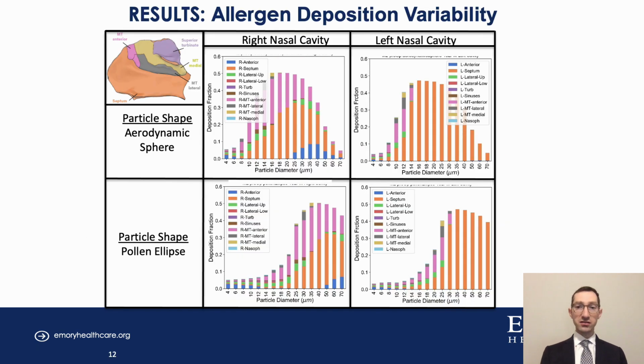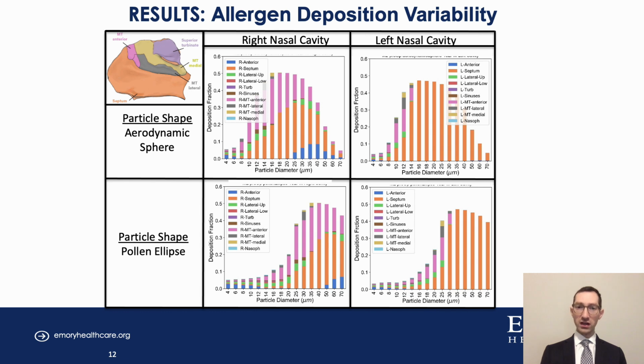We wanted to make sure that these differences between right and left sides of the nasal cavity were not unique to a single particle type or size or shape. And so we went ahead and looked at different potential allergen-like particles. Again, in the top row we compare the right and left nasal cavity when simulating an aerodynamic sphere, whereas in the bottom row, comparing each side looking at a pollen ellipse, just different types of particle sizes and shapes. And again, the findings were similar.